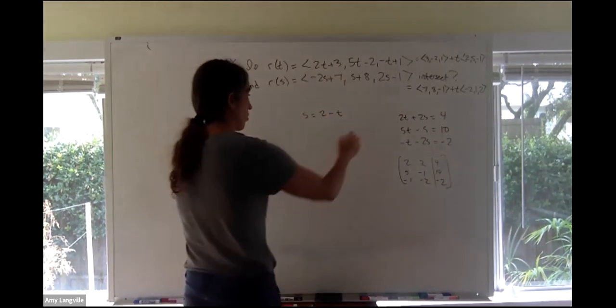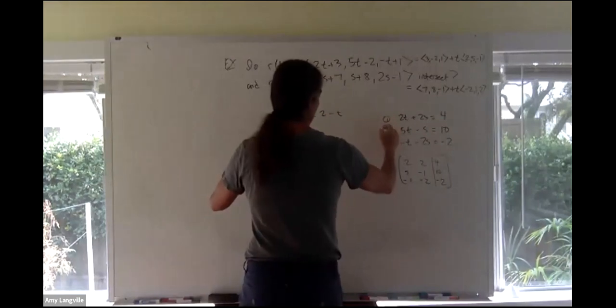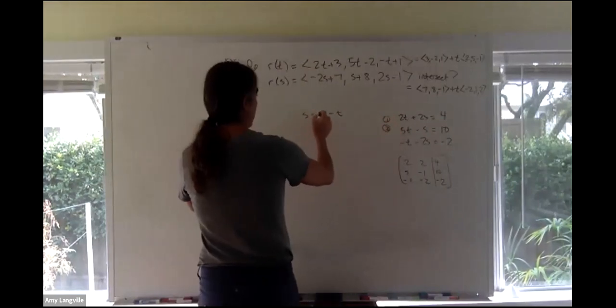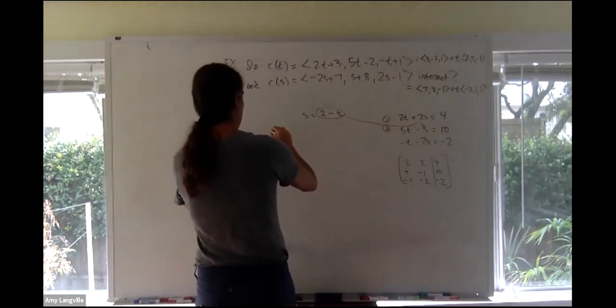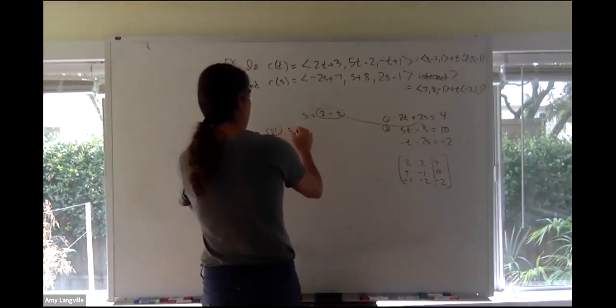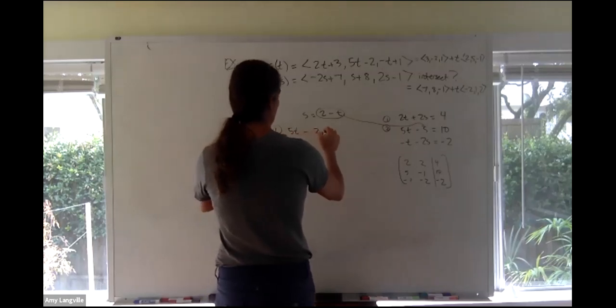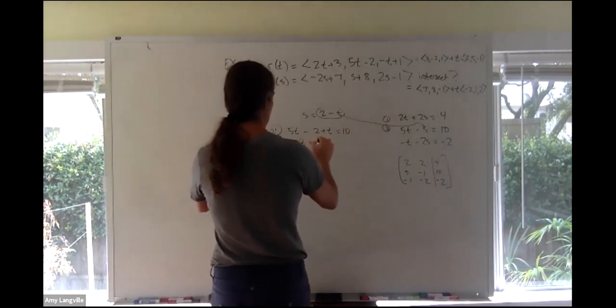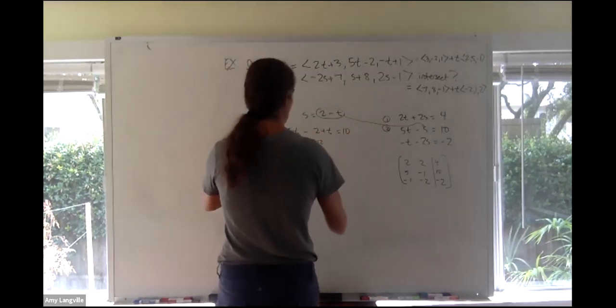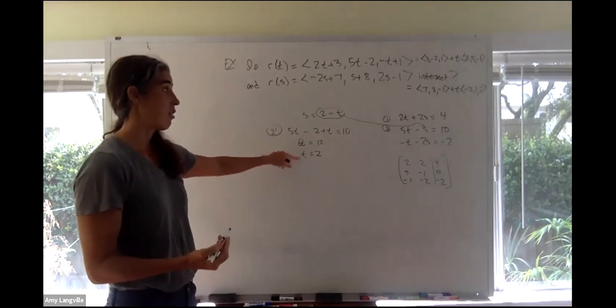I could take that from equation 1, plug it into equation 2. So that would take this and put it right here for s. So I would get this second equation. That would be 5t minus 2 plus t equals 10. So 6 t's equal 12. T is 2. So how would I solve for s?